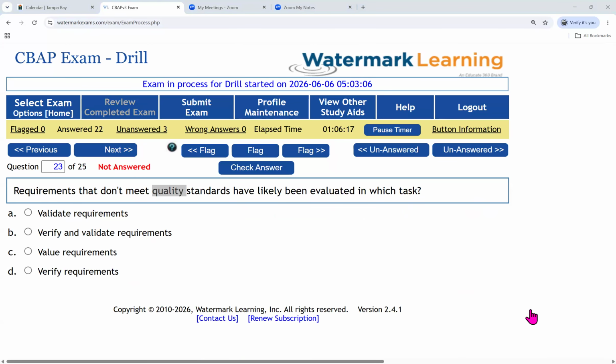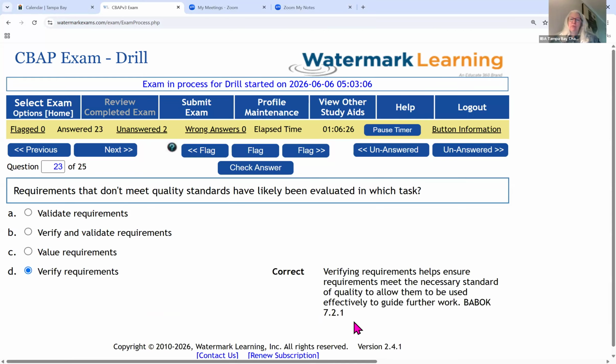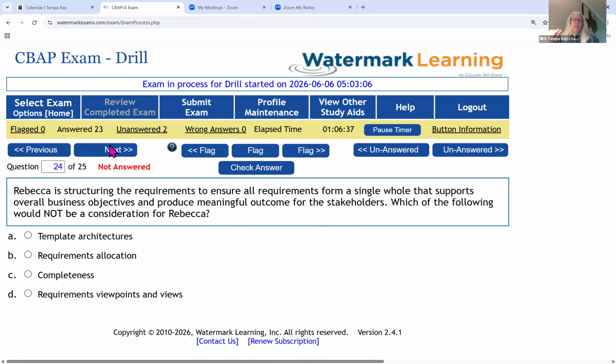Verify for quality, validate for business. You are correct. Verifying requirements helps ensure requirements meet the necessary standard of quality to allow them to be used effectively to guide further work. Verify for quality. The why is the thing that keeps people remembering it. Rebecca is structuring the requirements to ensure all requirements form a single whole that supports overall business objectives and produce a meaningful outcome for the stakeholders.